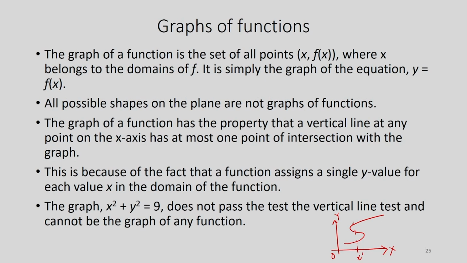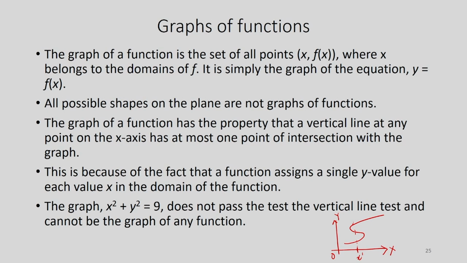The graph of a function has the property that a vertical line at any point on the x axis has at most one point of intersection with the graph. So, here if this x dash belongs to the domain, then this cannot be the graph of a function, because I can see there are 3 points of intersection. This is because a function assigns a single y value for each value of x in the domain of the function.